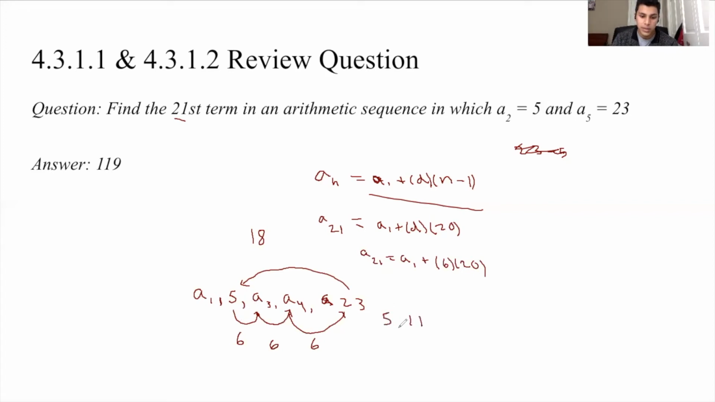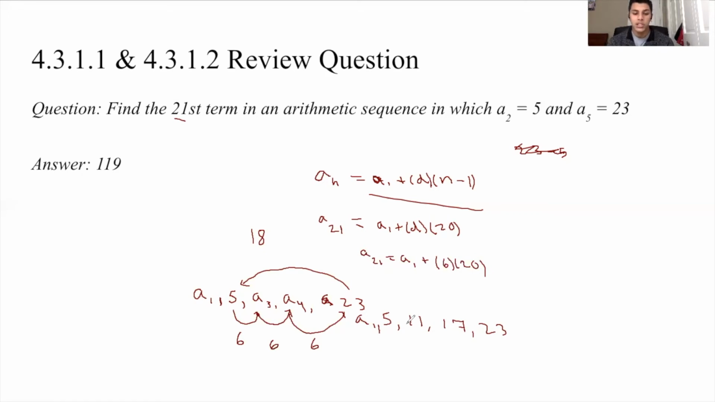So our sequence would be A1, 5, 11. Then if we added 6 to 11, that gets us 17. And then we know that the next term is 23. And if you check this out, the difference between each term is in fact 6, and it stays equal. All right, so now we can find the value of our first term.